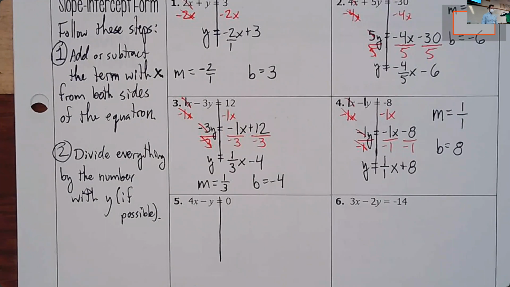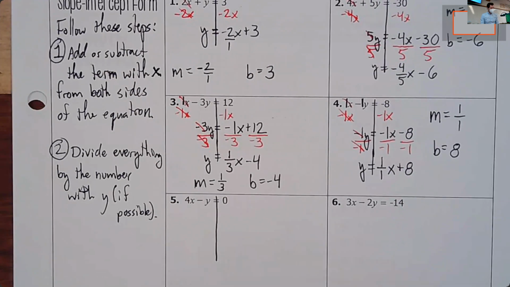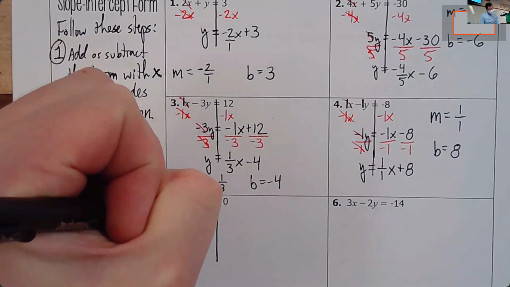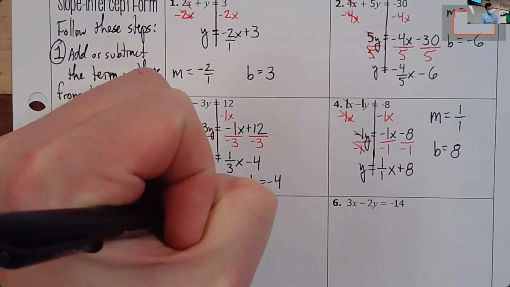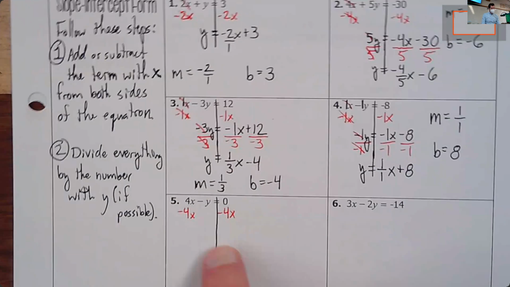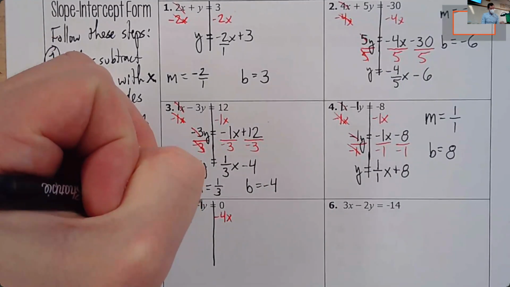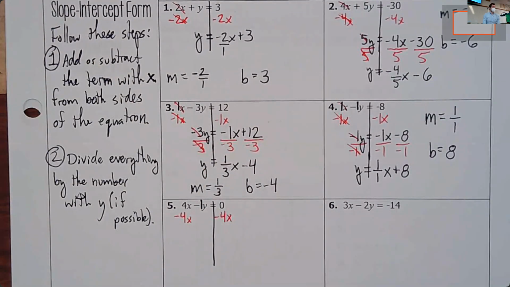All right, let's take a look at number 5. Any volunteers to tell me what to do first here? Yeah, take away 4x from both sides. So -4x and -4x. With this minus y, I'm also going to put a 1 right next to the y, just so I know that there's a -1 there, and it's not just y by itself.